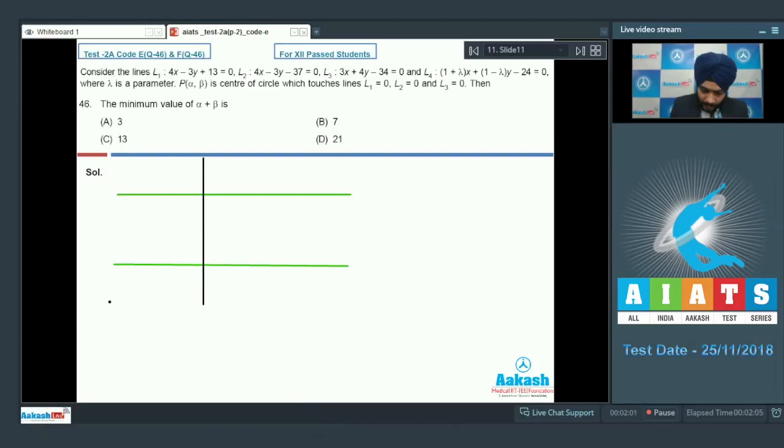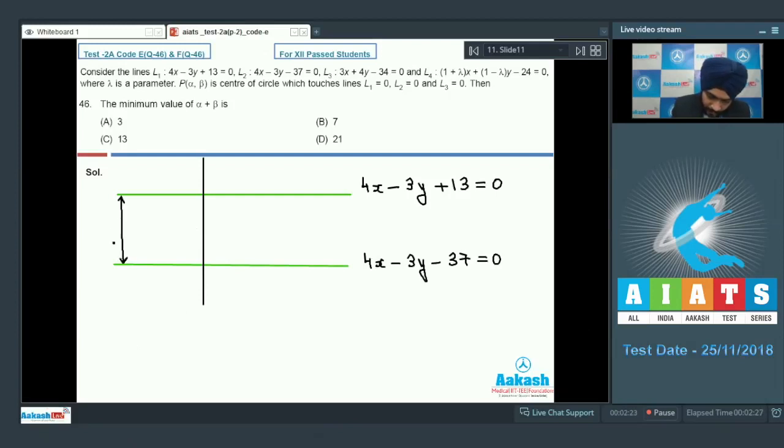Now, let us mark the equations of lines. 4x minus 3y plus 13 equals to 0. 4x minus 3y minus 37 equals to 0. This distance D, the distance between two parallel lines, D will be C2 minus C1, that is 50, divided by root under 4 square plus 3 square, that is 25. So 50 by 5, that is 10. Now students, the perpendicular line has the equation 3x plus 4y minus 34 equals to 0.